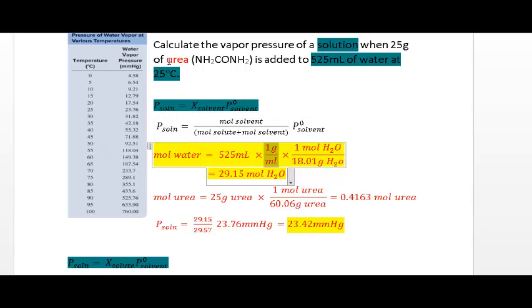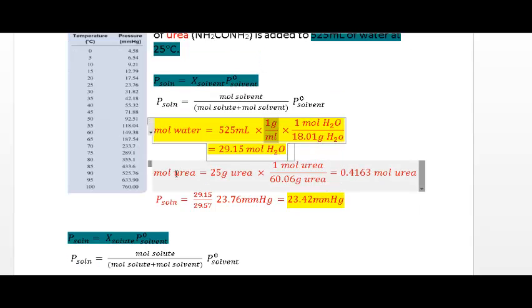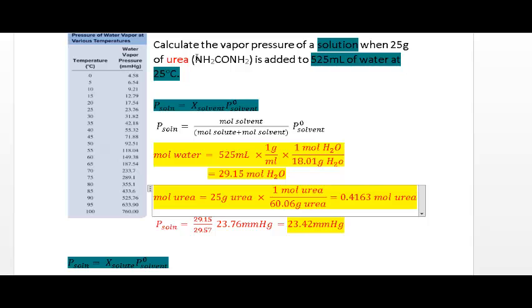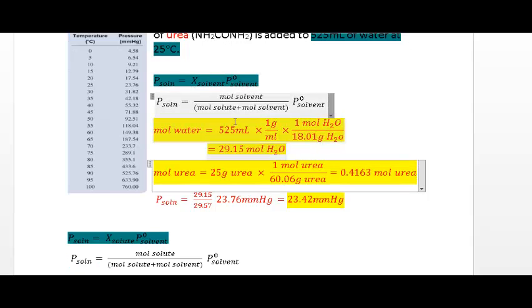Likewise, let's calculate the moles of the solute, urea. 25 grams of urea. 1 mole of urea has 60 grams, getting it from the periodic table for each element, and that's 0.4163 moles of urea, NH2CONH2. So I just plug those values in.